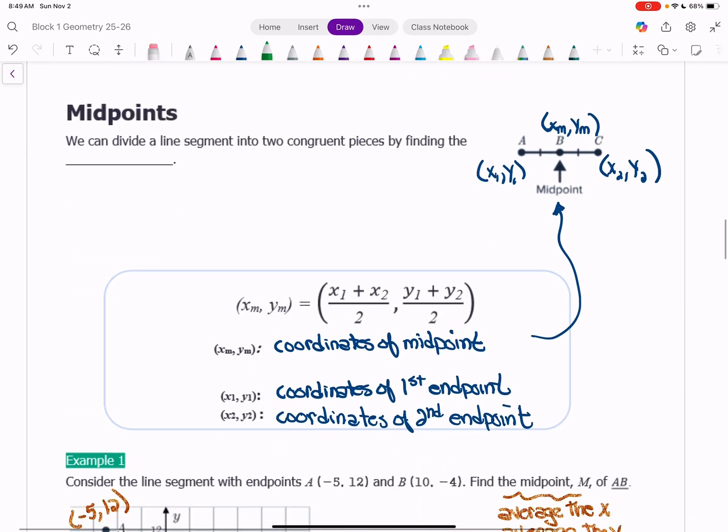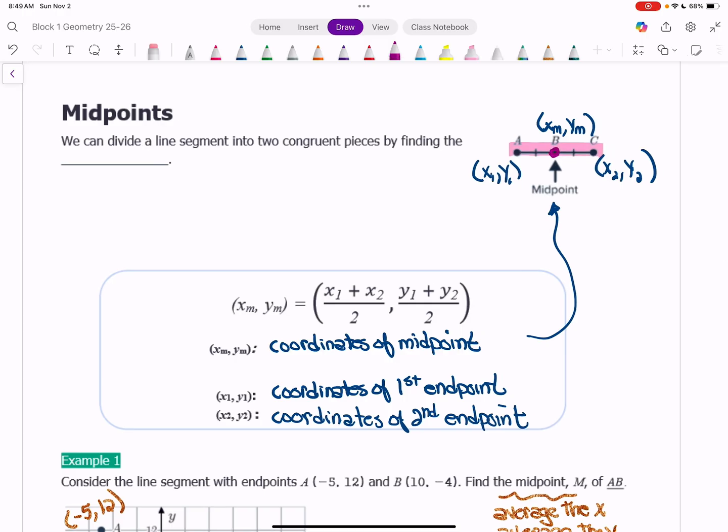The next part of this lesson is midpoint. So if you have a line segment, if you're looking up here, you have a line segment. We learned that the midpoint, in this case B, will divide section AC into 2 equal parts, AB and BC. And this was on the last test.